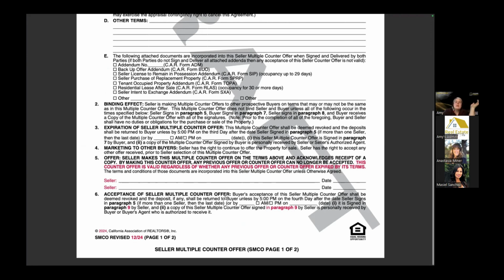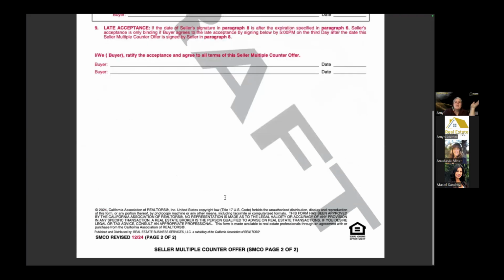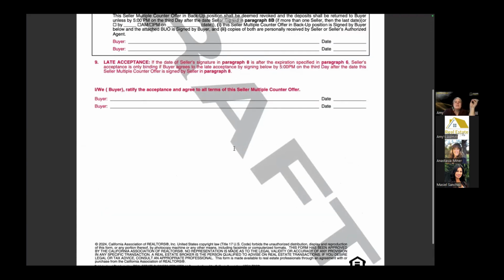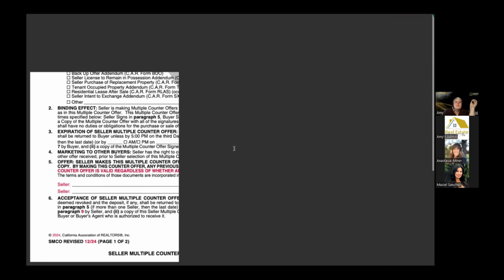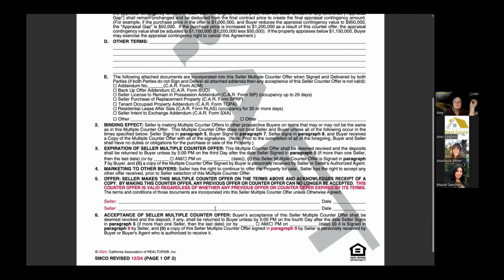And we don't have the other paragraph in here. We still have late acceptance. Let's see, hold on. Oh, come on, display correctly. Here's where the seller's signature goes. So seller makes the offer, they sign under 5.